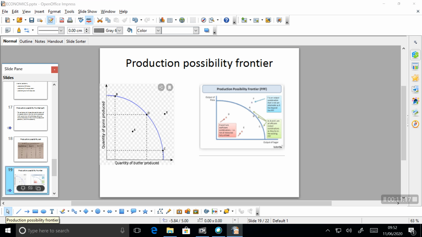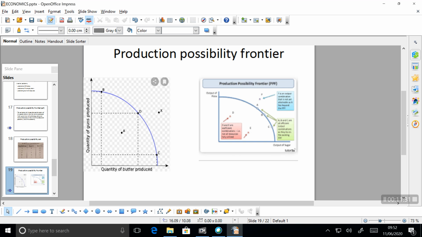Then next, listen here. Inside the PPC curve there is a point A. It means any point inside the production possibility frontier implies underemployment of resources or inefficient utilization of resources. And here point X is above the PPC curve. It means growth of resources.